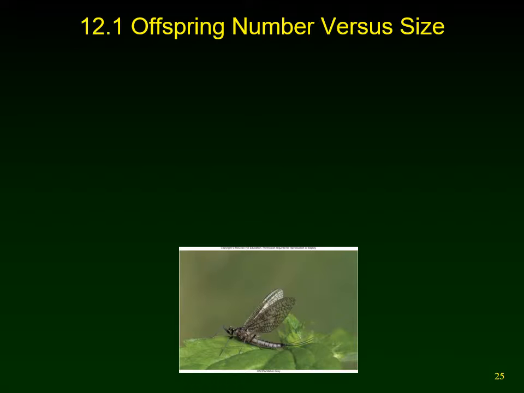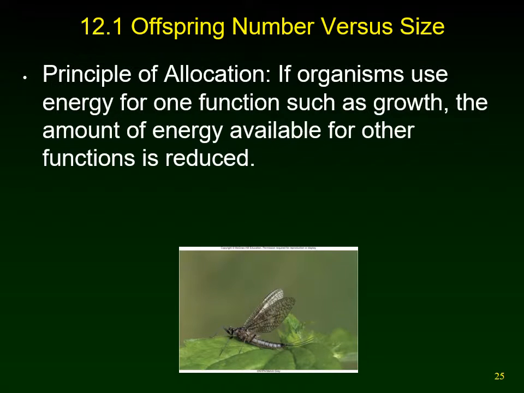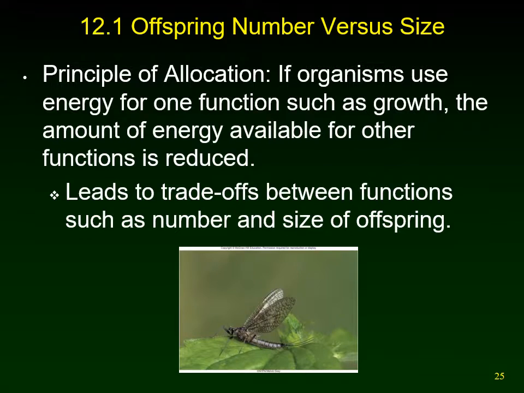So first, section 12.1 looks at offspring number versus size. And the principle of allocation states that if organisms use energy for one function, such as growth, the amount of energy available for other functions is reduced. So essentially you only have so much energy that can go to so many things. So if you're using a lot of your energy to grow, then you're not going to have as much energy for other things. This leads to trade-offs between functions, such as number and size of offspring.